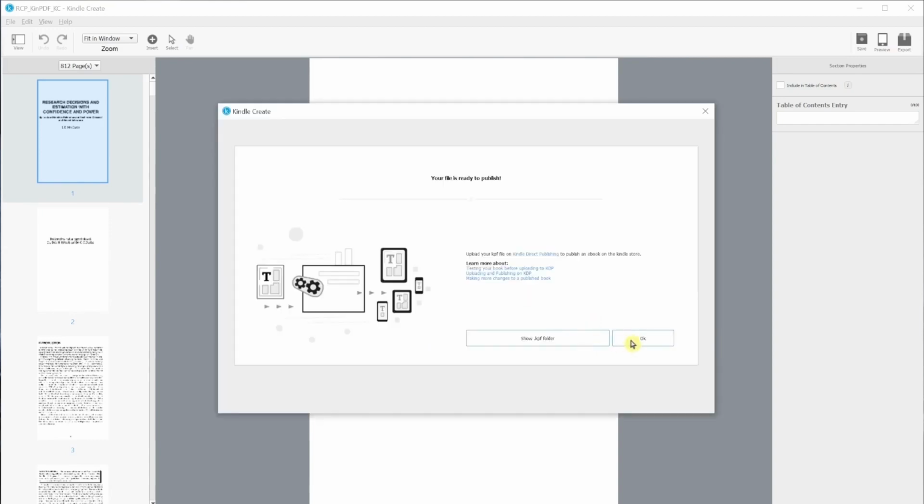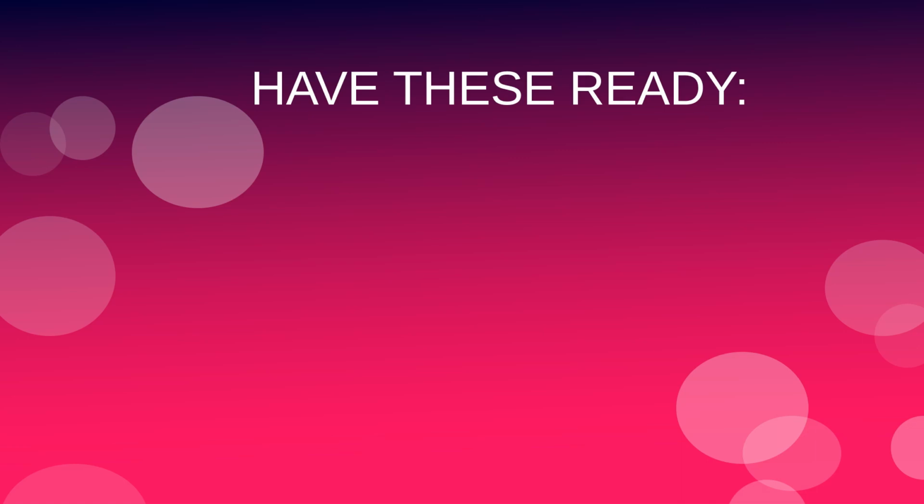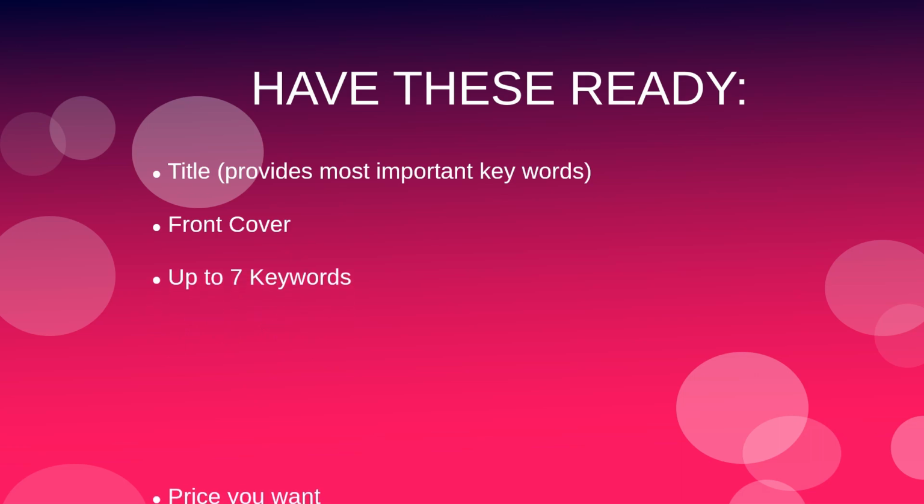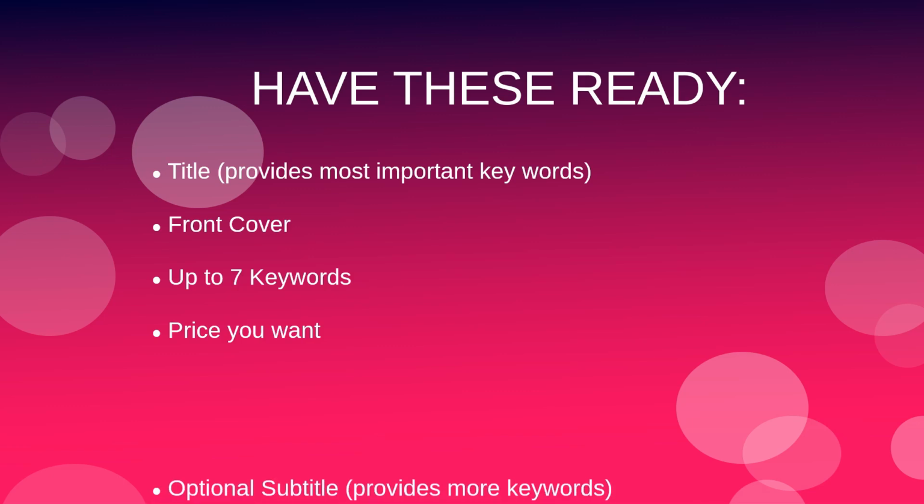Before uploading to the Kindle site, you need to have the following information and materials ready: title, front cover, keywords, and the price you want. I will return to the subject of price later in this presentation. There will also be an option for subtitles, and subtitles may, in effect, add keywords. You may also need a formatted description of your book.